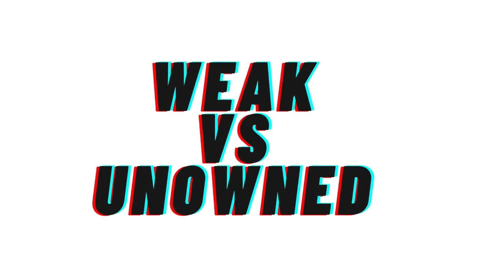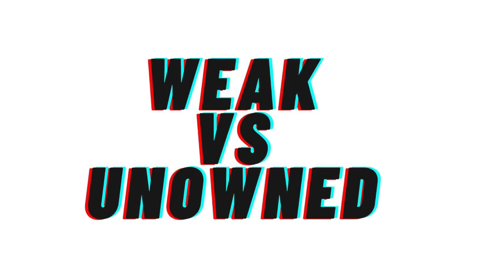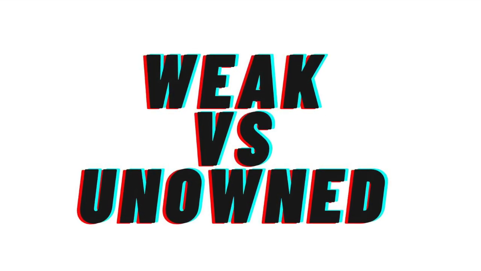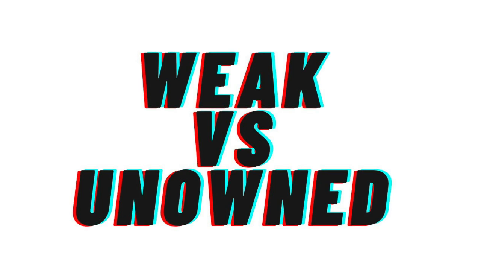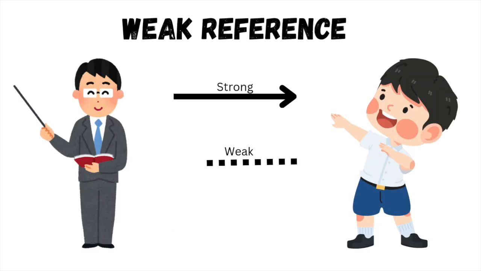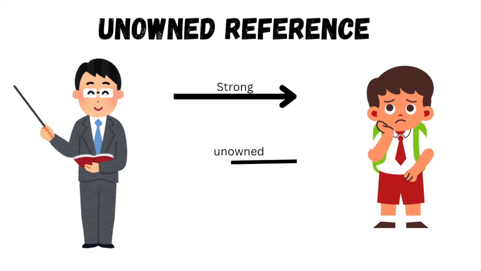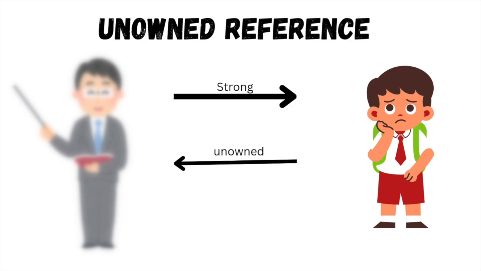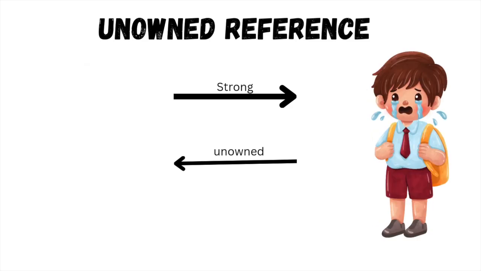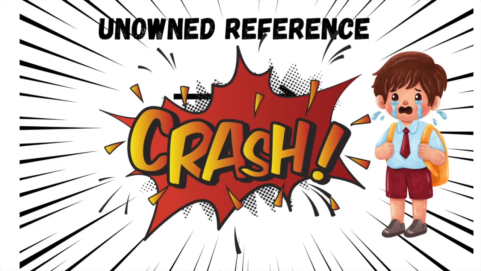Now let's talk about the difference between weak and unowned references. Both are used to avoid retain cycles, but they behave differently. Weak references are safe and can become nil when the object they point to is deallocated. They prevent retain cycles and no error occurs even if the object disappears. But on the other hand, unowned references assume that the object will never be nil. This can be dangerous. If the object is deallocated and you try to access an unowned reference, it will cause a runtime error and crash the app.